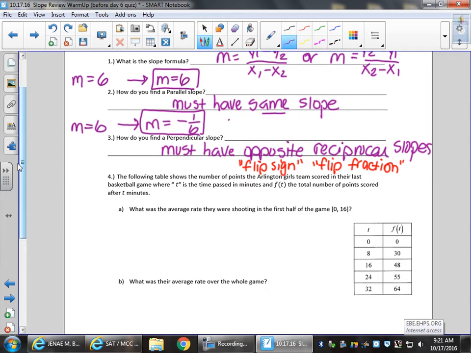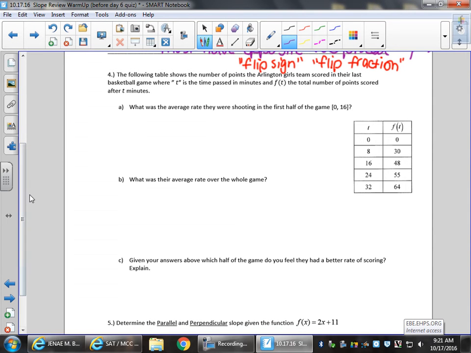Number 4 is a great opportunity for us to really establish those 3 steps that are written on the whiteboard right now. Step 1, define variables. Step 2, I need 2 ordered pairs. And then finally, the calculations. There will be 4 of these questions on today's quiz. So the following table shows the number of points the Arlington girls team scored in their last basketball game, where T is the time passed in minutes. F of T is the total number of points scored after T minutes.